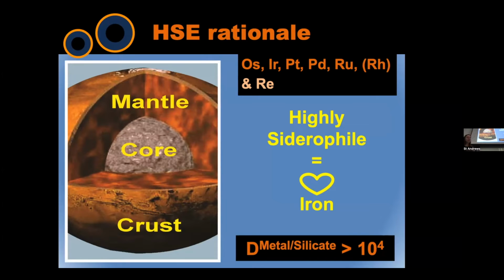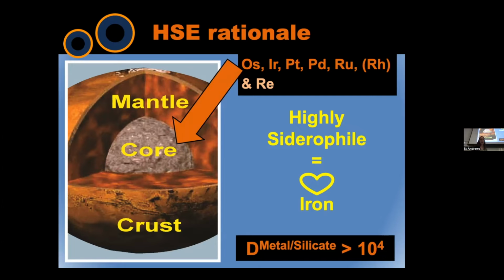What happens is that we think that they have very high metal silicate partition coefficients, in excess of 10 to the power of 4, which means in effect that they will be entirely stripped from that silicate mantle to concentration levels which are below our ability to detect them. So we won't measure them in the silicate mantle or the melt rocks that are derived from that.